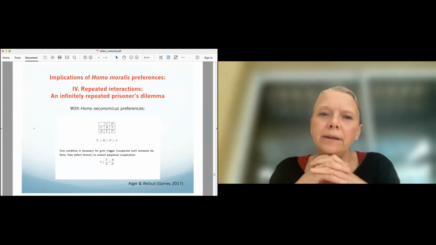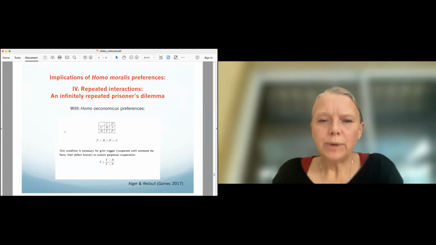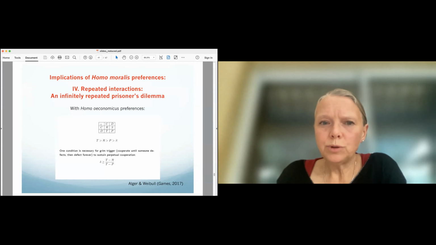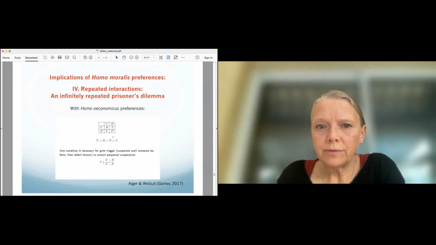Let's see here a prisoner's dilemma. We have a two-player game with two strategies, cooperate or defect, and here are the standard payoffs. Someone who defects against someone who cooperates gets T, for temptation. If they both cooperate, they get R, for reward. If they both defect, they get P, for punishment. And the person who cooperates when the other defects gets S, the sucker's payoff.